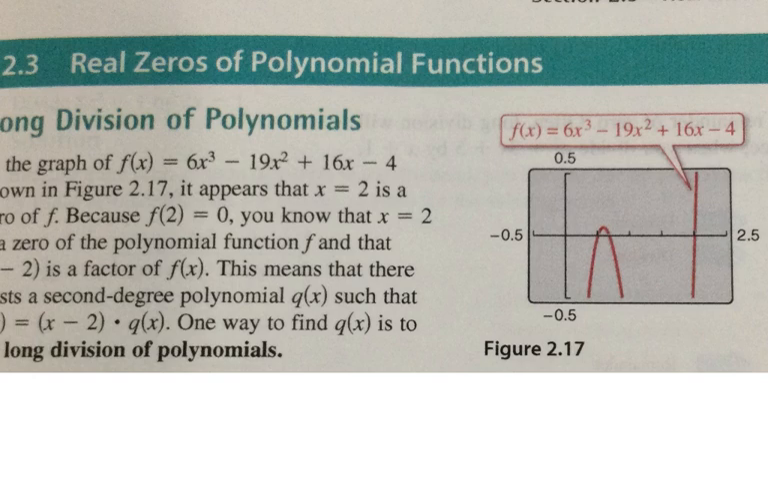Okay, so right here we're going to be given polynomials and asked to find the x-intercepts of things that look like this: 6x cubed minus 19x squared plus 16x minus 4. But it doesn't have a GCF, and it's not a quadratic, and we've got to find the x-intercept somehow. Enter long division.